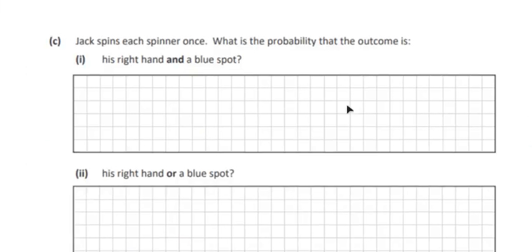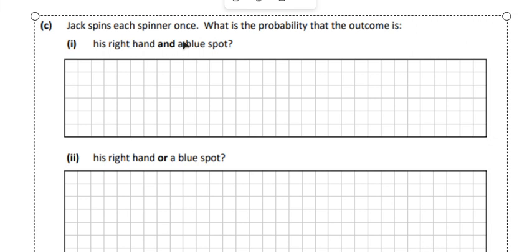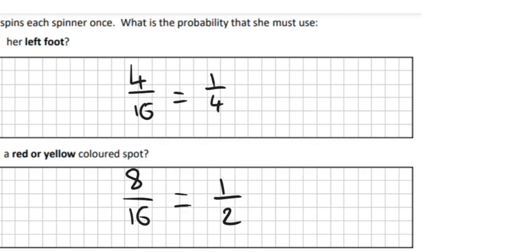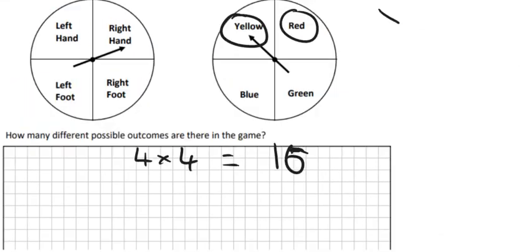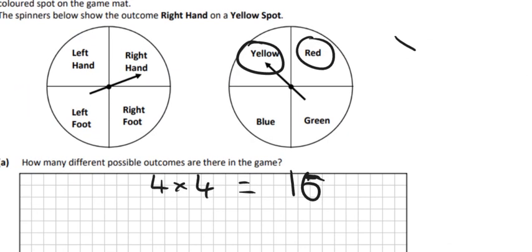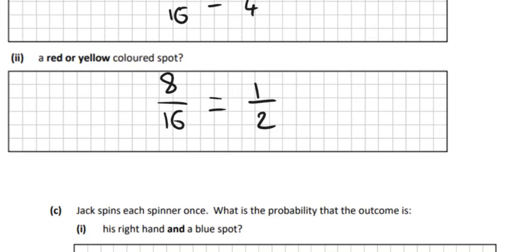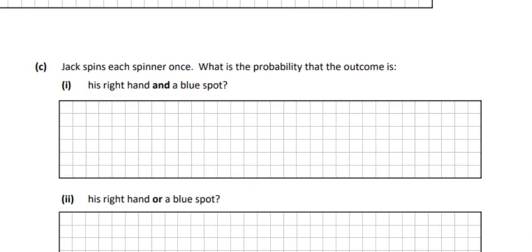So Jack spins each spinner once. What is the probability that the outcome is his right hand and a blue spot? So how many of the outcomes are right hand and blue spot? If you think about it, there's only one possible way. It has to land on the right hand and it has to land on the blue spot. So there's only one outcome out of all of the 16 where that happens, so it's just 1 over 16.